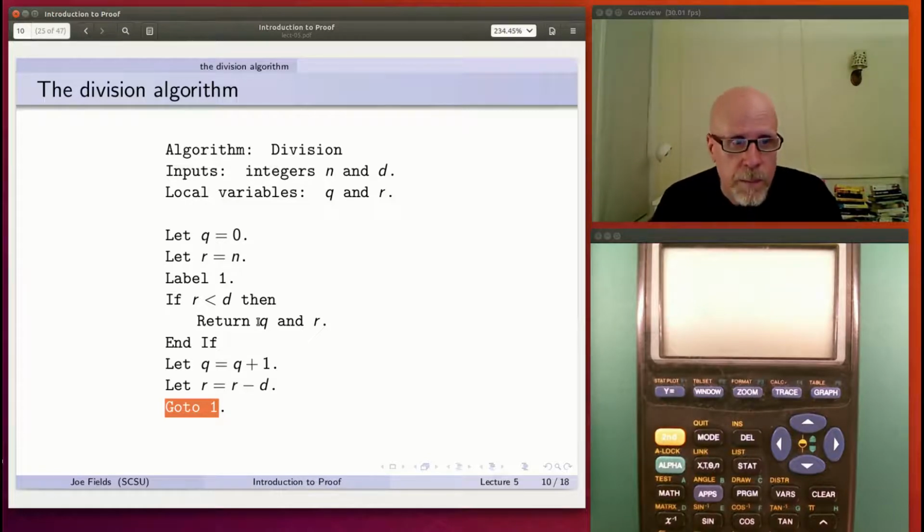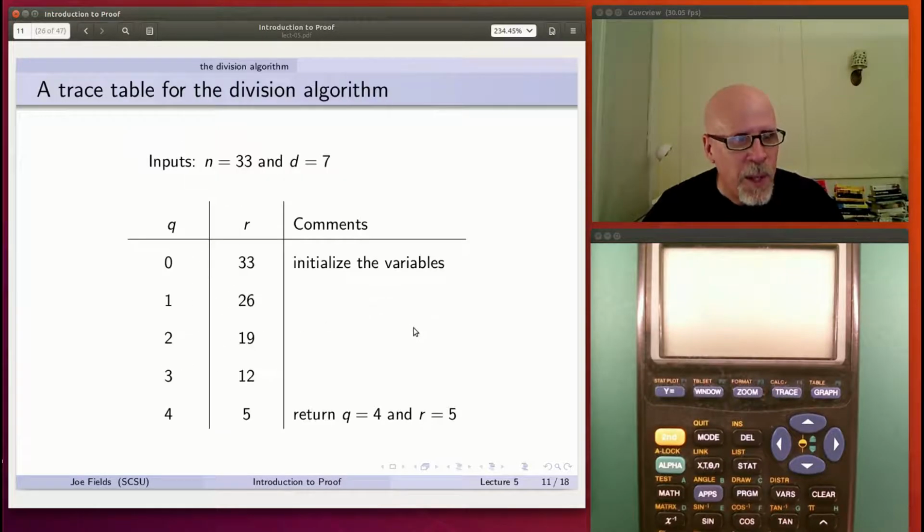They each get n over d of them. Except ordinarily it doesn't work out evenly. There's a few left over in your hand, and that's the remainder. Okay, so that's maybe an over-description of what's going on with the division algorithm. Let's look at how a trace table for the division algorithm would look as we run through it.